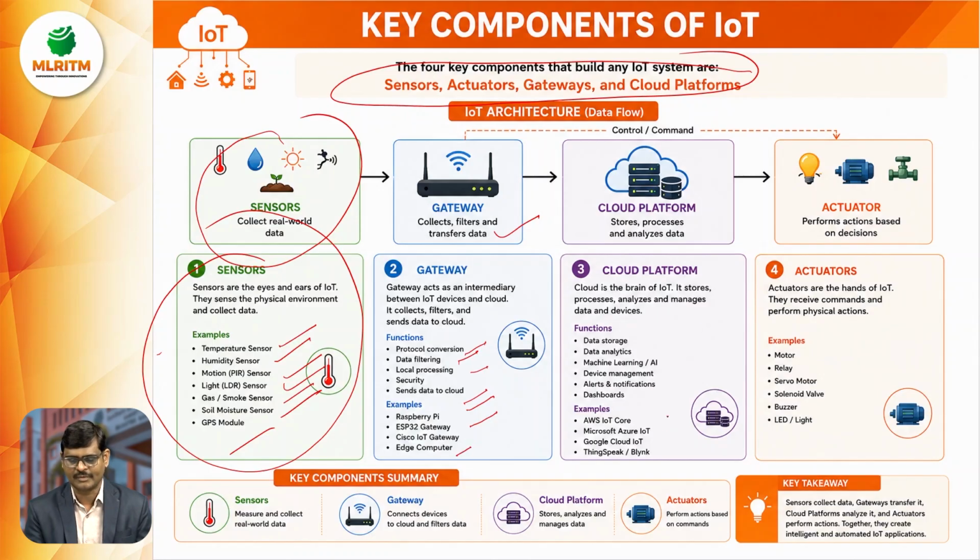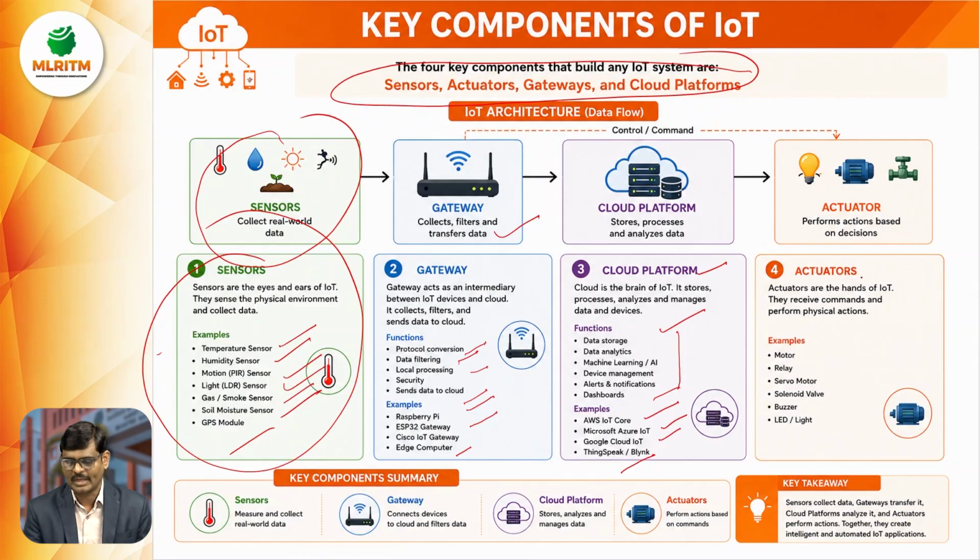Similarly, the cloud platform is the brain of IoT. It stores, processes, analyzes, and manages the data over the devices. The main functions are data storage, data analysis, machine learning and AI to analyze your data, device management, alerts and notifications, and dashboards. Some examples are AWS IoT Core, Microsoft Azure IoT, Google Cloud IoT, and ThingSpeak.